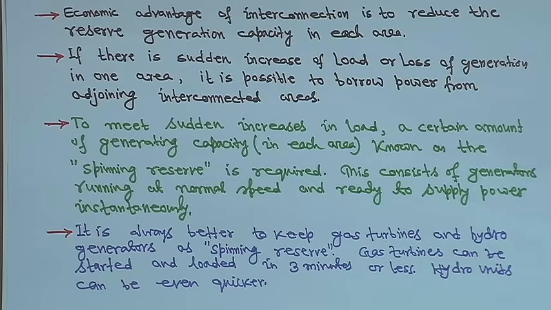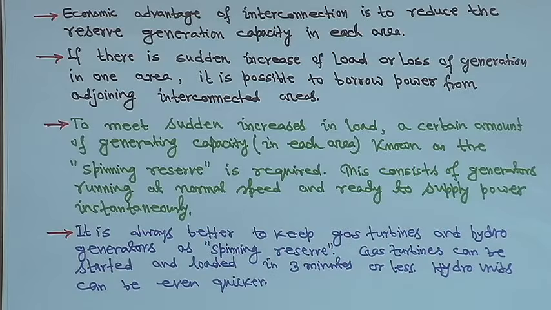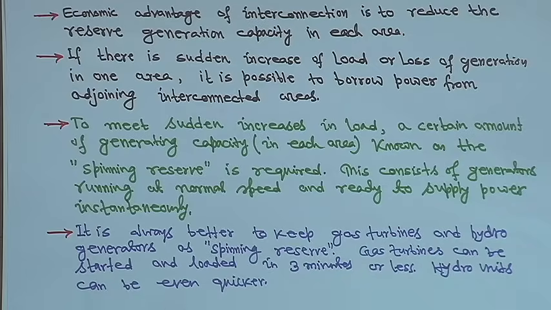For example, it is always better to keep gas turbines and hydro generators as spinning reserve. The reason is gas turbines can be started and loaded in just 3 minutes or less, because they can generate power very quickly, and hydro units can be even quicker. So these two types of power generating units will be very useful as a spinning reserve.